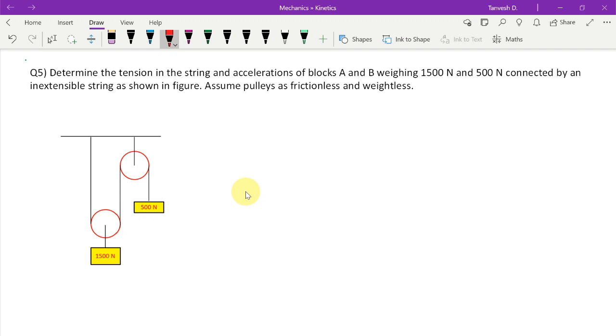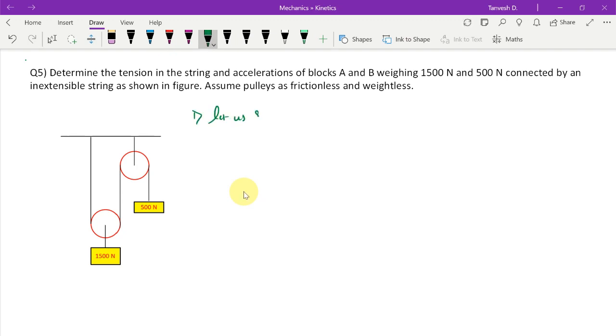So this is 1500 Newton. If this moves down, we know that this 500 Newton block is going to move up. By logic we know this, that 1500 Newton being heavier, it is going to move down, and 500 Newton is going to move up. But as I told you in the previous numerical, we will not assume anything right in the beginning of the numerical, which one is moving down or which one is moving up. We will say that let both of them move up or let both of them move down. So first only I'll make this assumption.